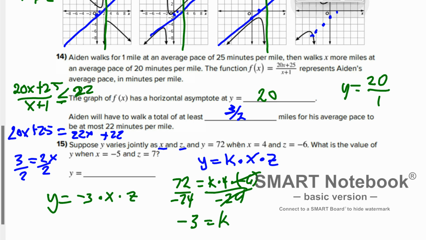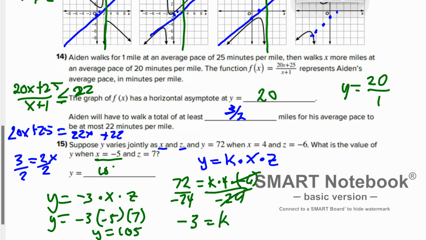Now they say, what is the value of y when x is -5 and z is 7? So that'd be positive 15 times 7, times z, 7. So 15 times 7 is 105, right? 15 times 7. Yep, 105. So y equals 105.